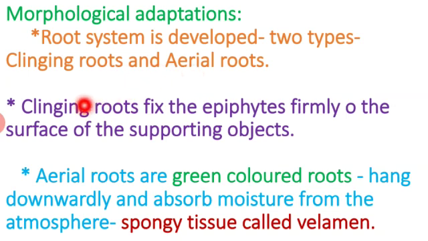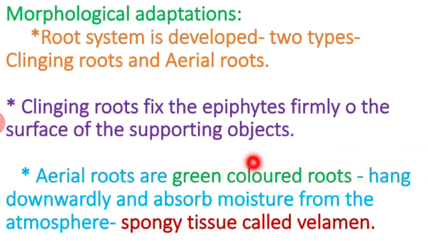One is the clinging root, which is used to fix the plant to the epiphytic plant, and it also gives support to the object. An aerial root is a special type of root. It is a green colored root. What is its use? It hangs downwards.